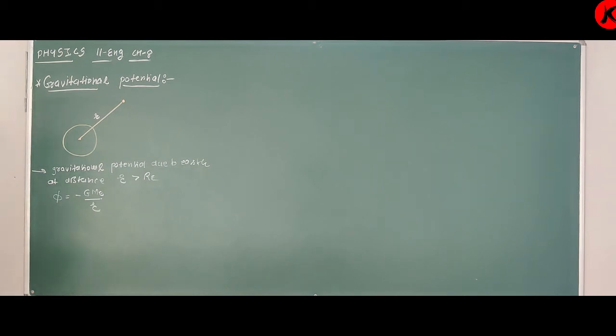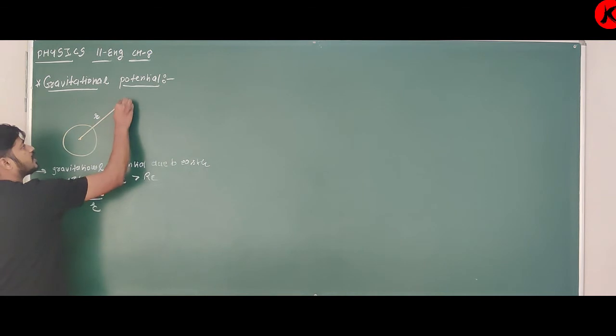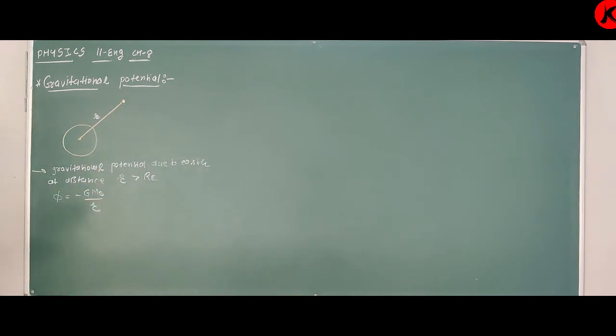Simple. If this distance is r and this point is outside, then what is gravitational potential due to Earth? Gravitational potential due to Earth at distance r, which is greater than Re, is phi equal to minus GMe upon r.